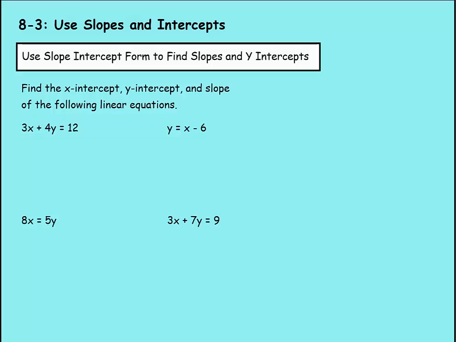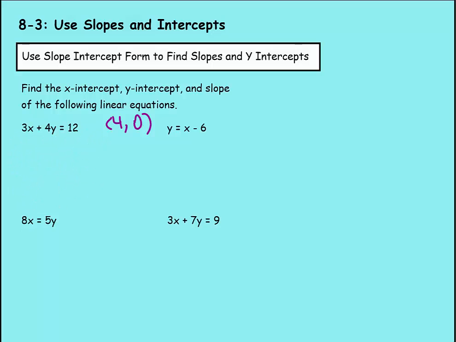So we have 3 times x plus 4 times 0, which is 0, equaling 12. So since this doesn't matter, we can cross that off. Then we could divide by 3 on both sides. So x equals 4. As I write that out, I would have a value of 4 for x and a 0 for y, because that's what an x-intercept is when y equals 0. Let's erase my work and try this again.